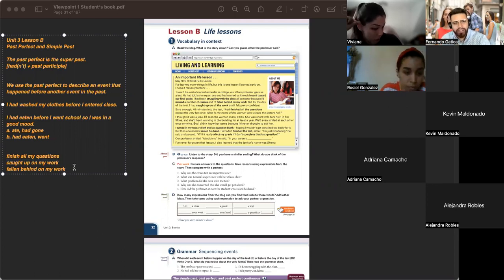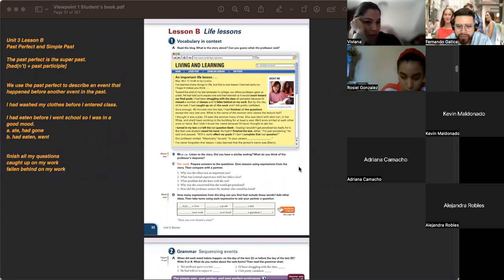In a test, is it important to finish all your questions, or should you leave some questions blank? Finish all the questions. You finish all the questions. Very good. Even if you don't understand.